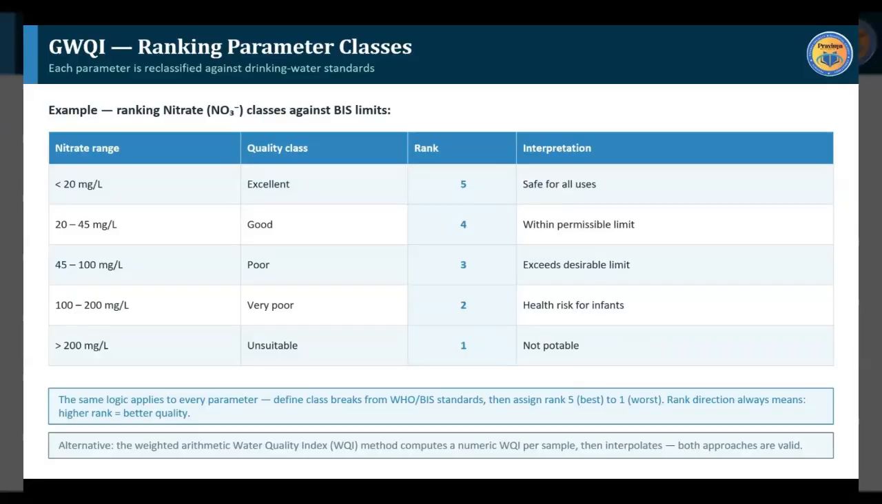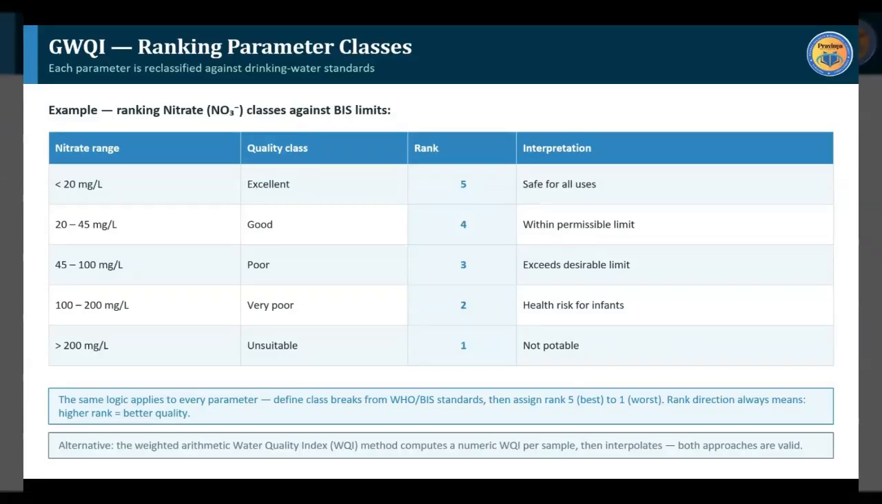Let me make the ranking idea a little concrete with a quick example for nitrates. Suppose we decide on five classes for nitrates. Nitrates below 20 milligrams per liter, that is pristine water, we will give it a rank of 5. Then 20 to 45 will get a rank of 4. Then 45 to 100 will get a rank of 3. And then 100 to 200 will get a rank of 2, and more than 200 will get the lowest rank, that is 1.